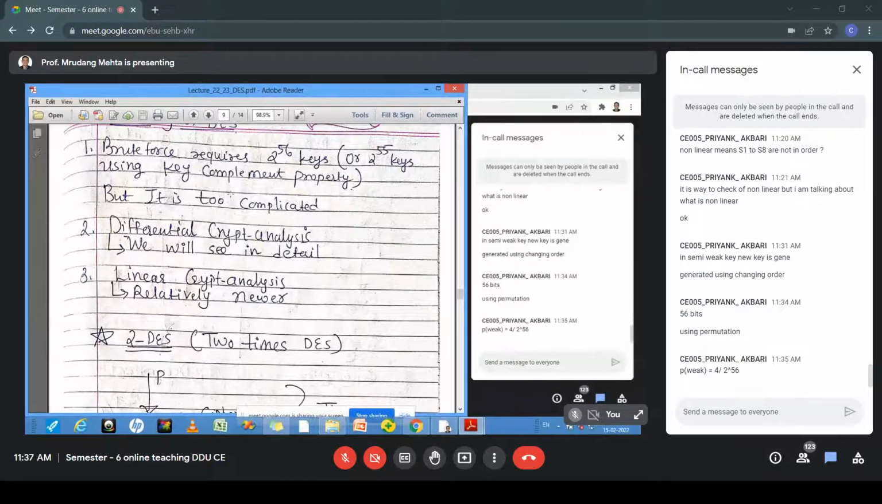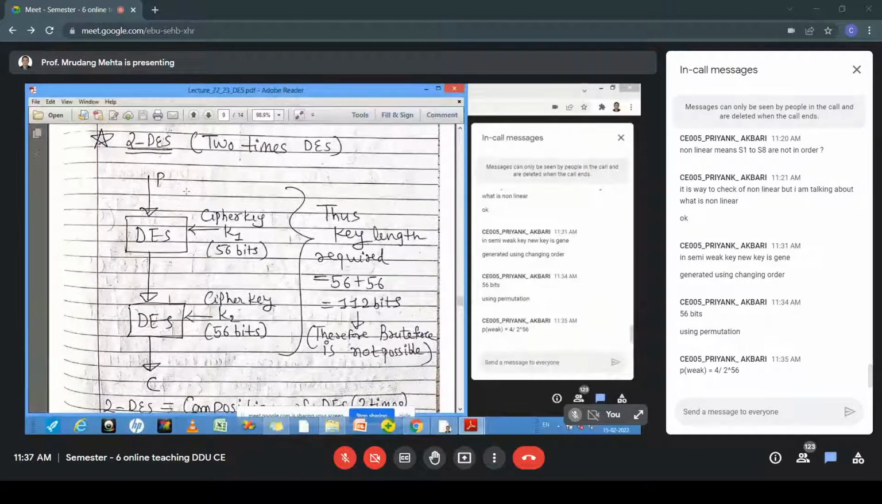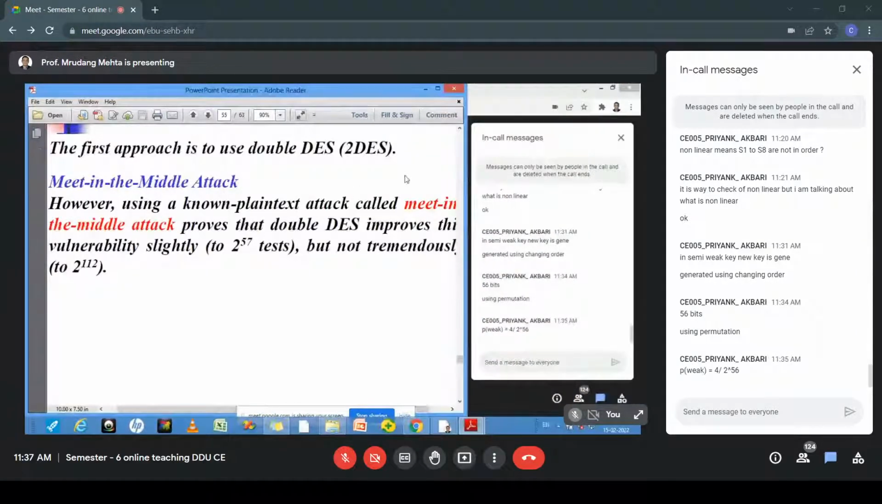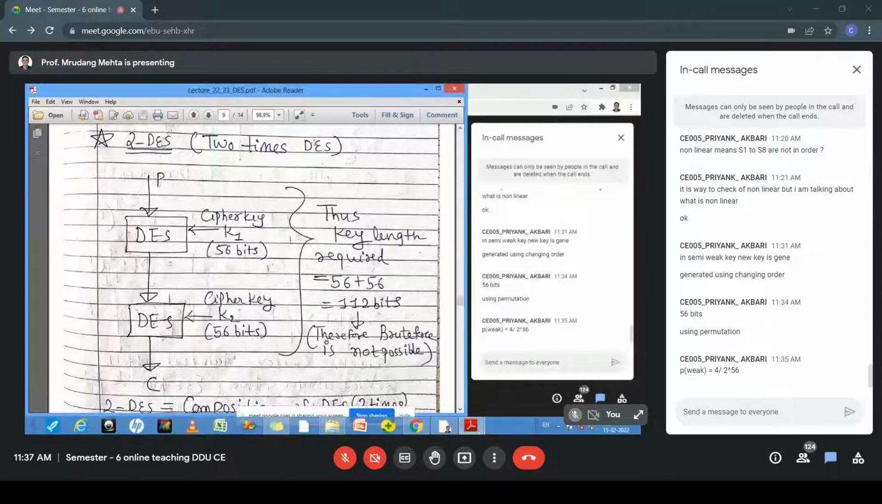There is a concept of differential cryptanalysis, which we will discuss later. There is also a concept of linear cryptanalysis, which is relatively newer. Let us discuss meet in the middle attack. Here we see 2 times DES. This is another concept. The concept says that instead of using DES 1 time, you use DES 2 times over a plaintext. So you can see this design.